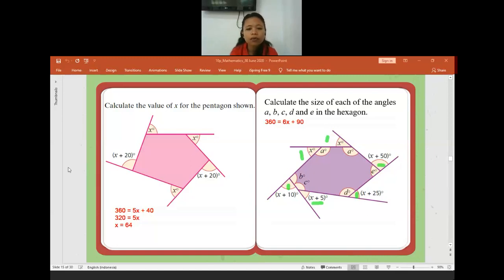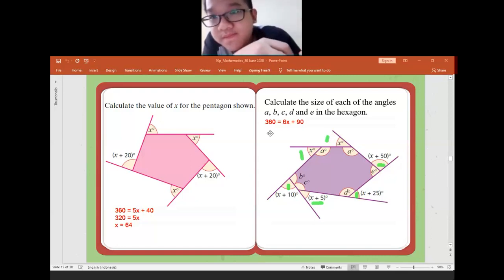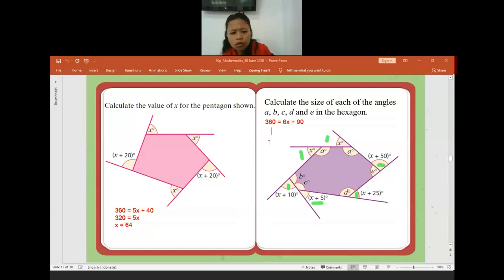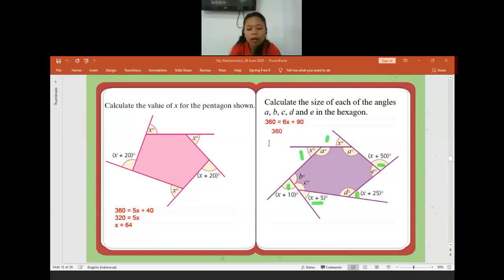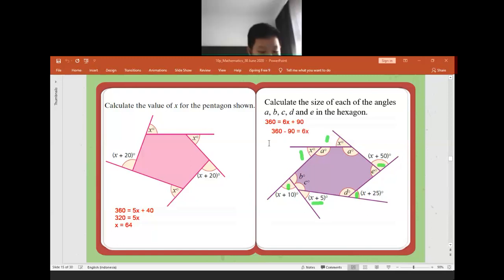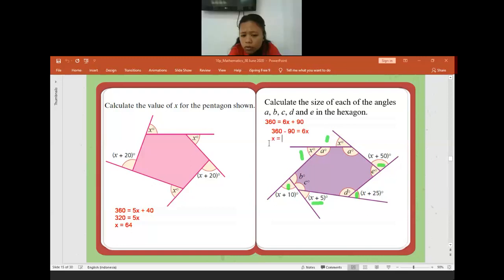Okay. If you have no difficulties, let us simplify and find the value of x. Is it 4? I don't think it is 4. 360 minus 90 equals 6x. Then how many will it be? x equals 45. Okay, because I did not hear the voice properly.